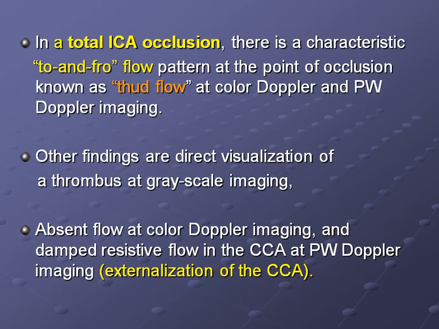Okay, so in total ICA occlusion, there is a characteristic to and fro flow pattern at the point of occlusion. They call it thud flow on the color Doppler and pulse wave Doppler imaging. You can see the thrombus visualization, the absent flow on color Doppler imaging, and damped resistive flow at the CCA on pulse wave Doppler. There will be something called externalization of the CCA. We said the CCA has a combination of flow because the internal and external carotid are supplied from the common carotid. When the internal carotid is occluded, there will be externalization of the common carotid artery. The signal will be a high resistance pattern. Get it? Okay.